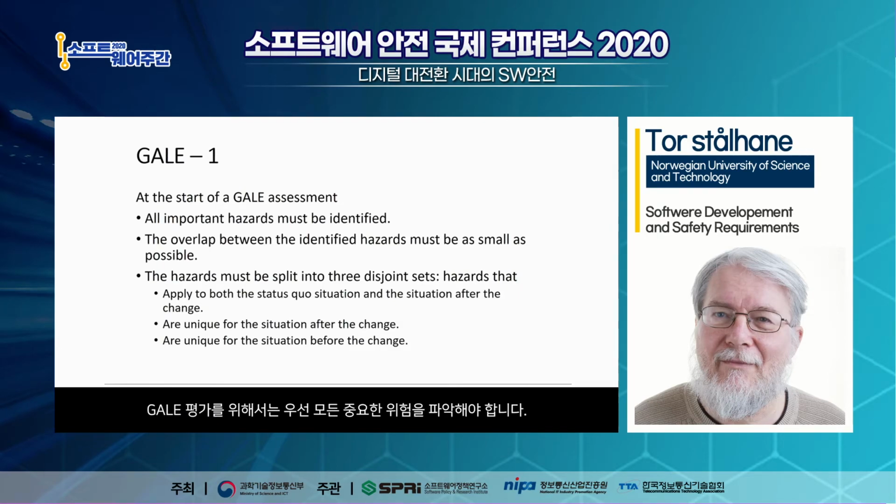So when we start a GALE assessment, you need to know all important hazards. The overlap between them for the hazard must be as small as possible, and the hazard must be split into 3 disjoint sets: hazards that apply before and after the change, those that only are relevant after the change, and those that are only relevant before the change.